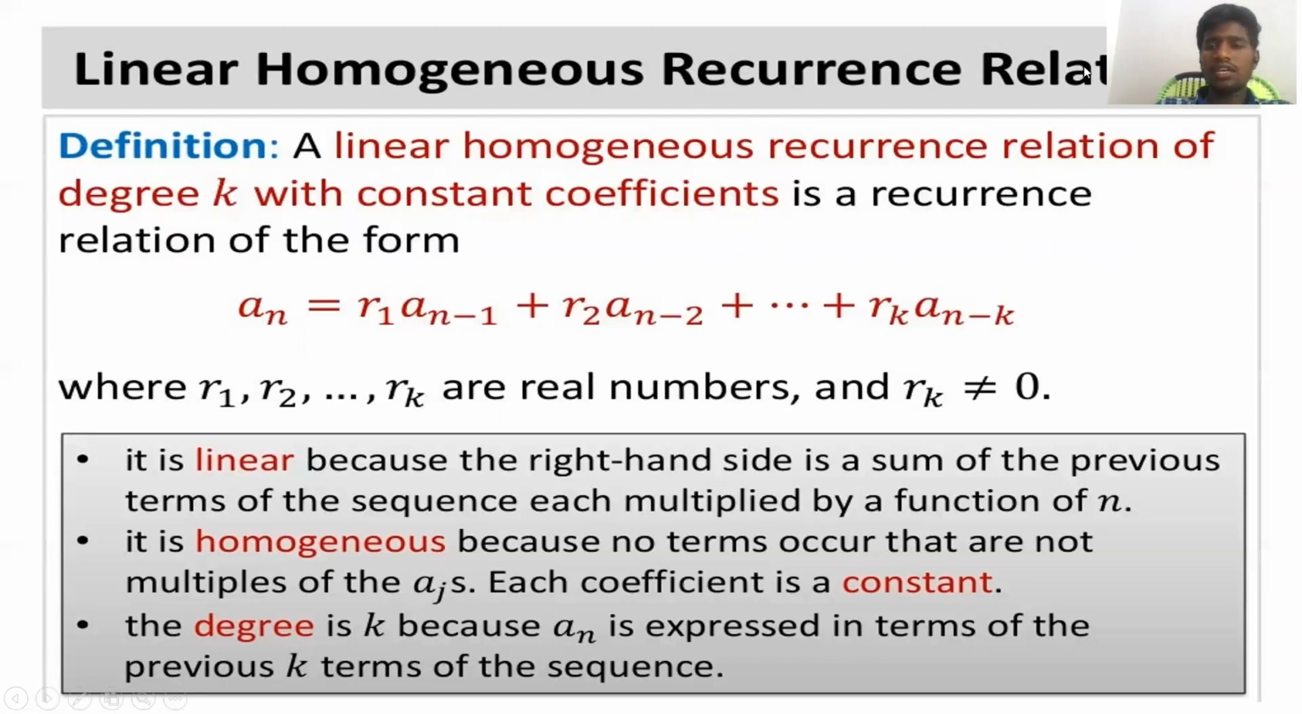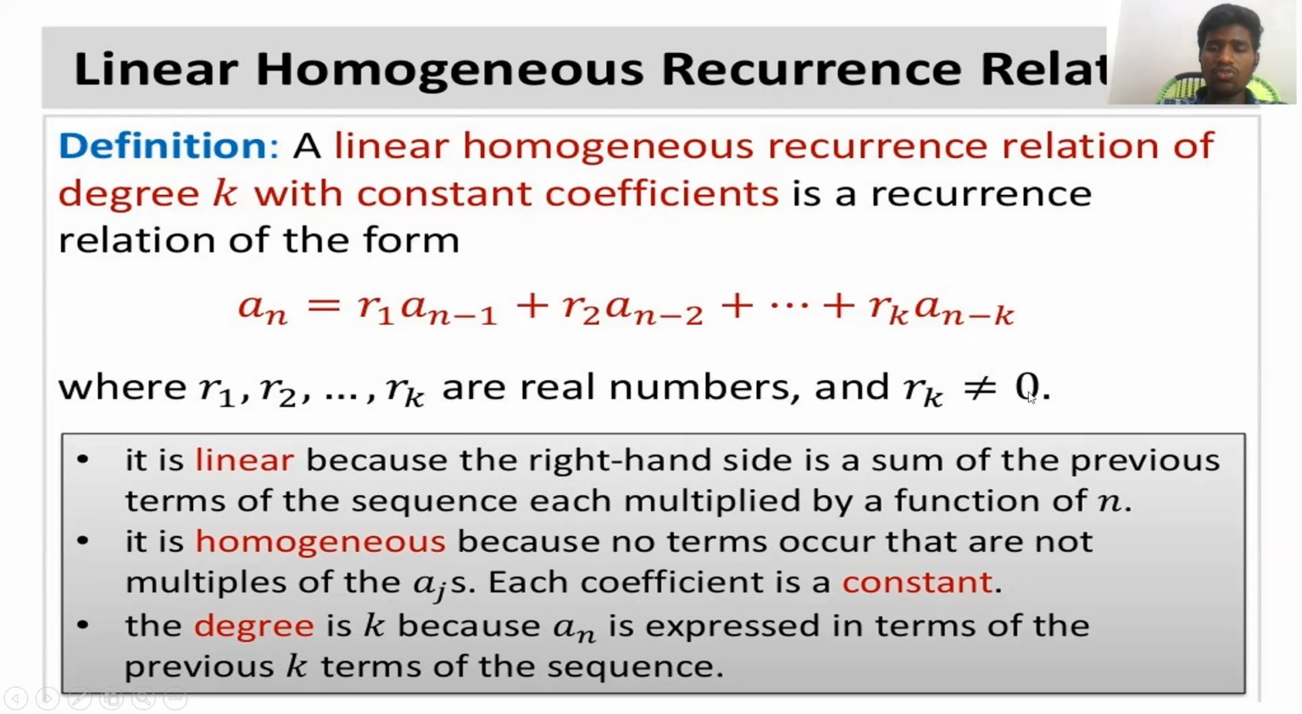Linear homogeneous recurrence relation. What is it? Till now we had discussed what a recurrence relation is. In that, what is a linear homogeneous recurrence relation? A linear homogeneous recurrence relation of degree k with constant coefficients is a recurrence of the form an = r1 an-1 + r2 an-2 + and so on up to rk an-k, where r1, r2, up to rk are real numbers and rk should not be equal to 0.